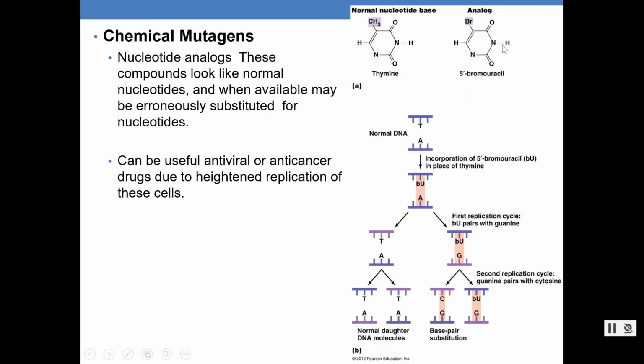So I'm going to add this cancer drug, and as this tumor is replicating, and remember it's replicating very quickly, that's what tumor cells do, some of these drugs get incorporated into the tumor instead of the normal one. And then now I have mutations and now those cells die. So we can kill those tumor cells. So nucleotide analogs can be used as anti-cancer drugs because these tumor cells are replicating quickly.